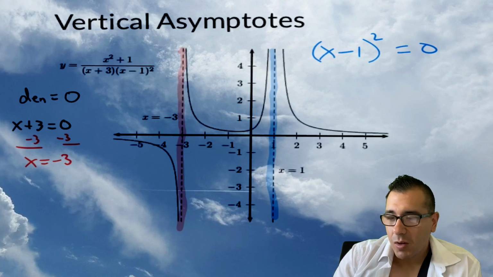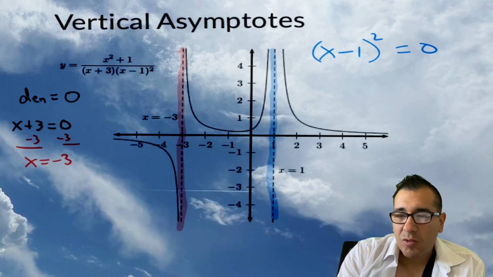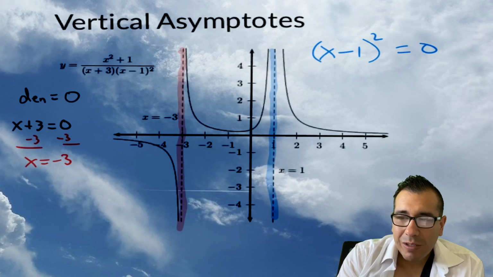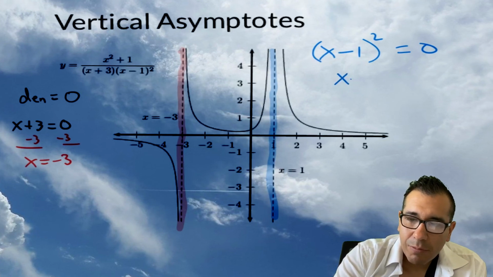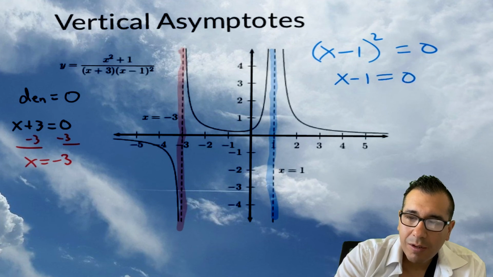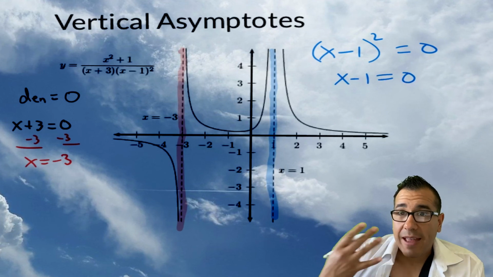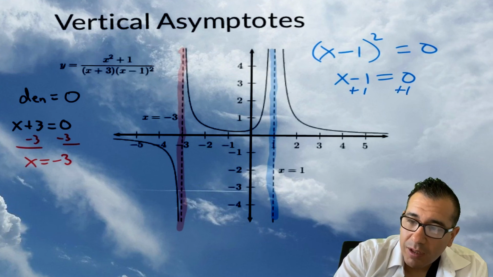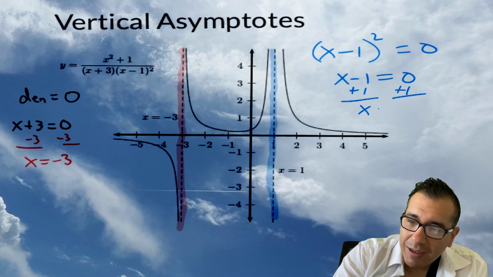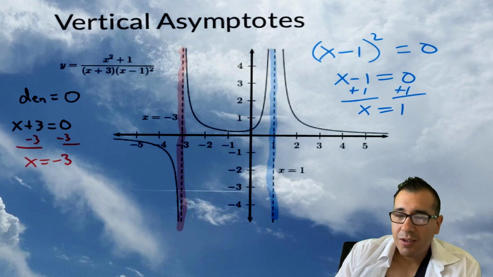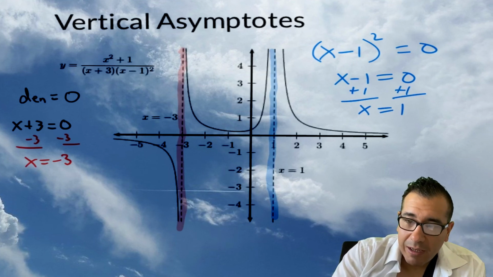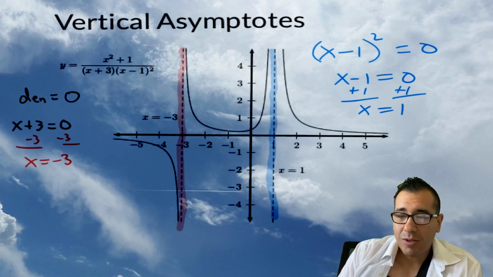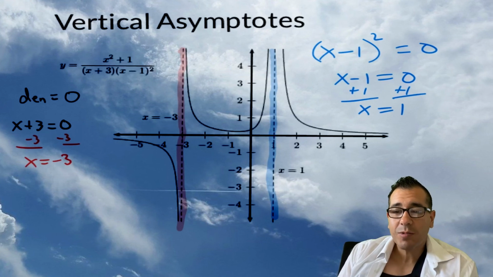But notice, we don't really even need the squared, because if this is 0, 0 squared is going to give me 0. So all we really need to worry about is what's in parentheses there, the x minus 1. We need to know where that is 0. Let's solve that right there: plus 1, plus 1, so you get x equals 1. And that's exactly where we have our vertical asymptote at x equals 1. So there are two vertical asymptotes.